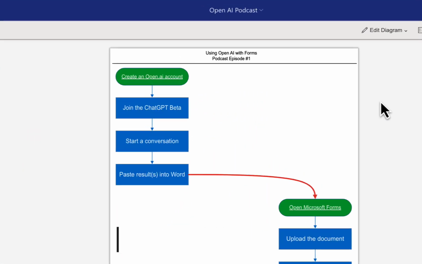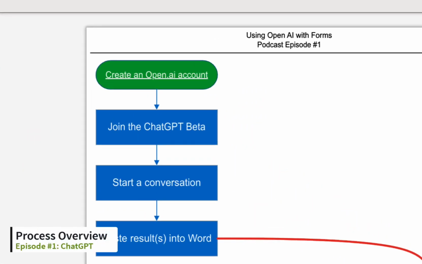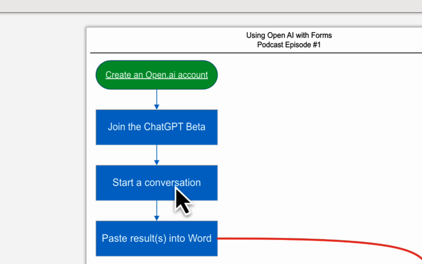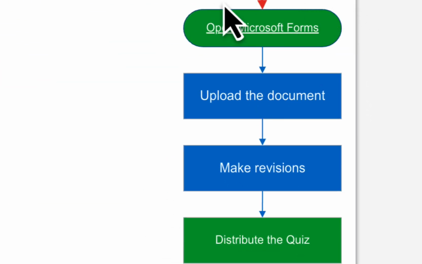So we're going to dive into this by first creating an OpenAI account. We're going to join the chat GPT beta. We're going to start a conversation, and then we're going to work our way into pasting our results into Word, and then using that document to create a self-graded quiz, or an automated quiz rather, in Microsoft Forms.